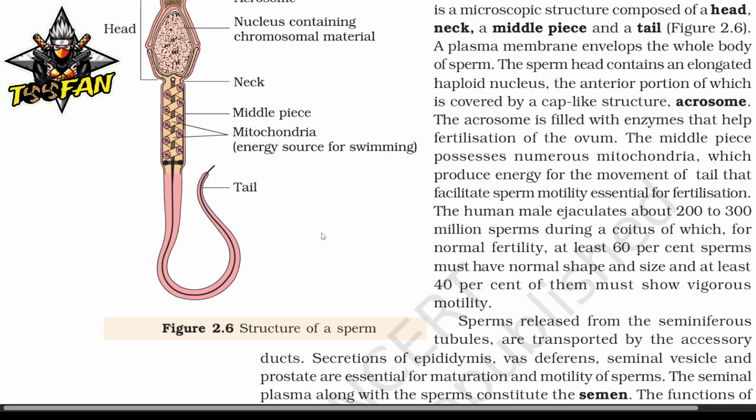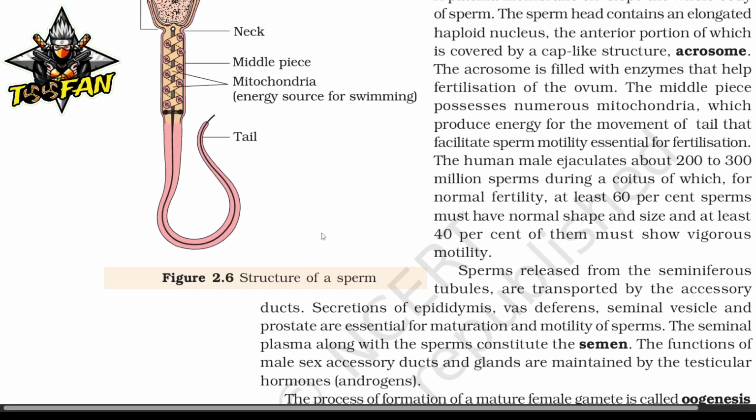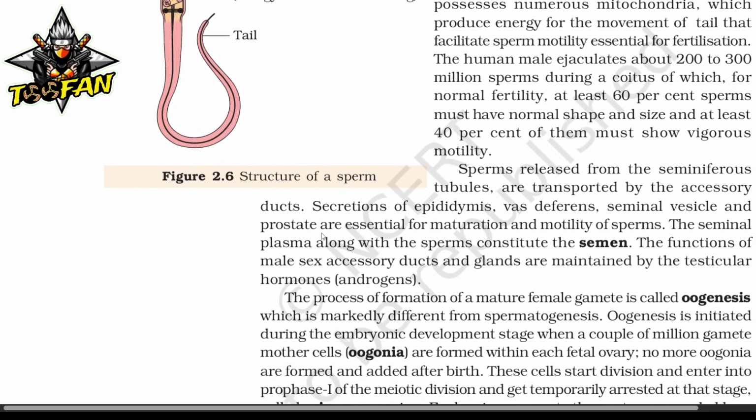Sperms released from the seminiferous tubules are transported by the accessory ducts. Secretions of the epididymis, vas deferens, seminal vesicle and prostate are essential for maturation and motility of sperm. The seminal plasma along with the sperm constitutes the semen, and the functions of the male sex accessory ducts and glands are maintained by the testicular hormones, androgens.